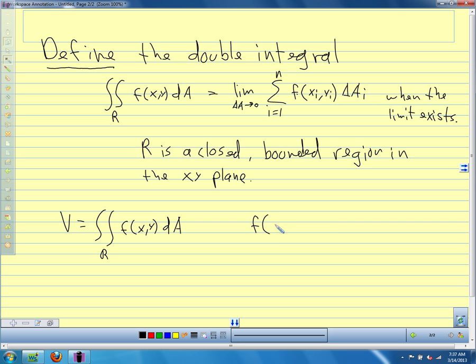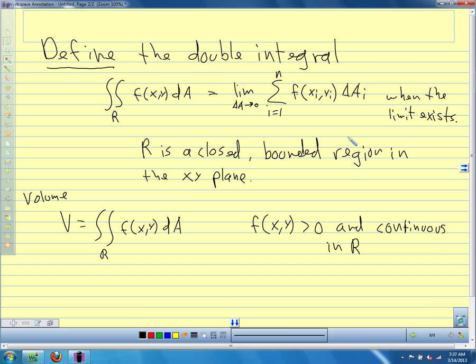And for this, we need f of x, y greater than 0, and it needs to be continuous in R. So this is how we can interpret this double integral, as the volume below f bounded by the region R in the plane. So now we know what a double integral is. The double integral is this limit. That's how we're defining our double integral.